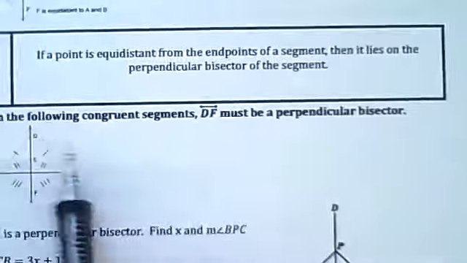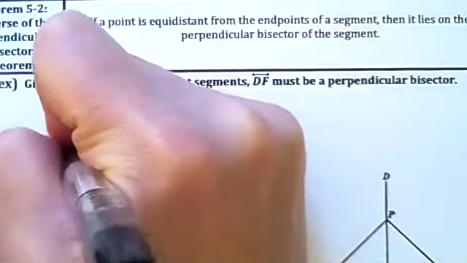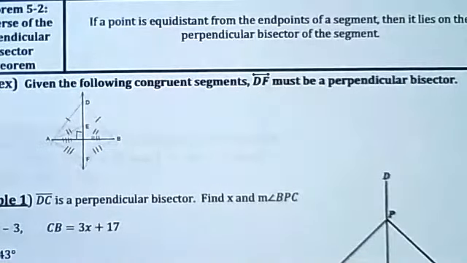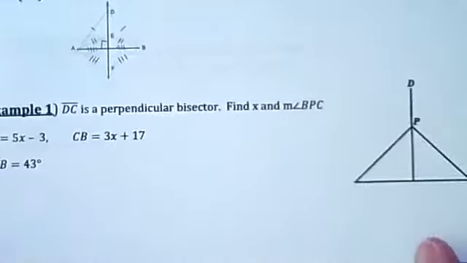So see, it says, given the following congruent segments, DF must be a perpendicular bisector. So then you could say, oh, okay, well, these are all right angles, and these 2 segments are congruent. So that's that there. Most of what we're going to do, they look more like this.